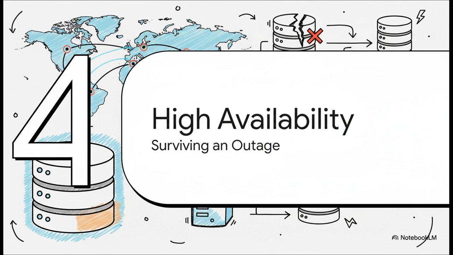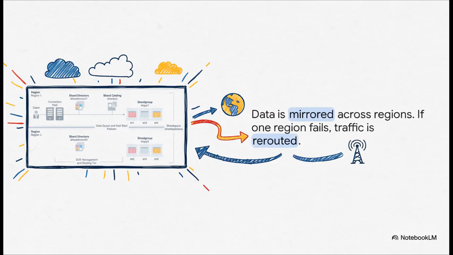And I mean really breaks. What if an entire data center just goes dark? Well, that brings us to our next pillar, high availability. Now, this diagram might look a little complicated, but the idea is actually simple and frankly brilliant.